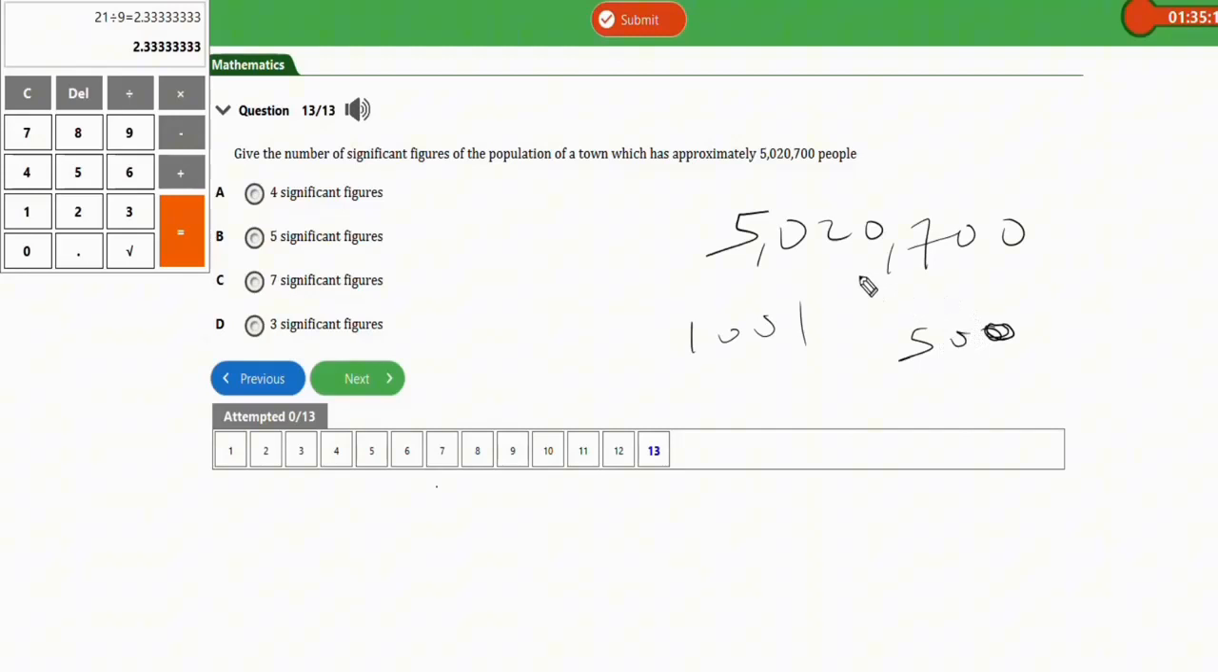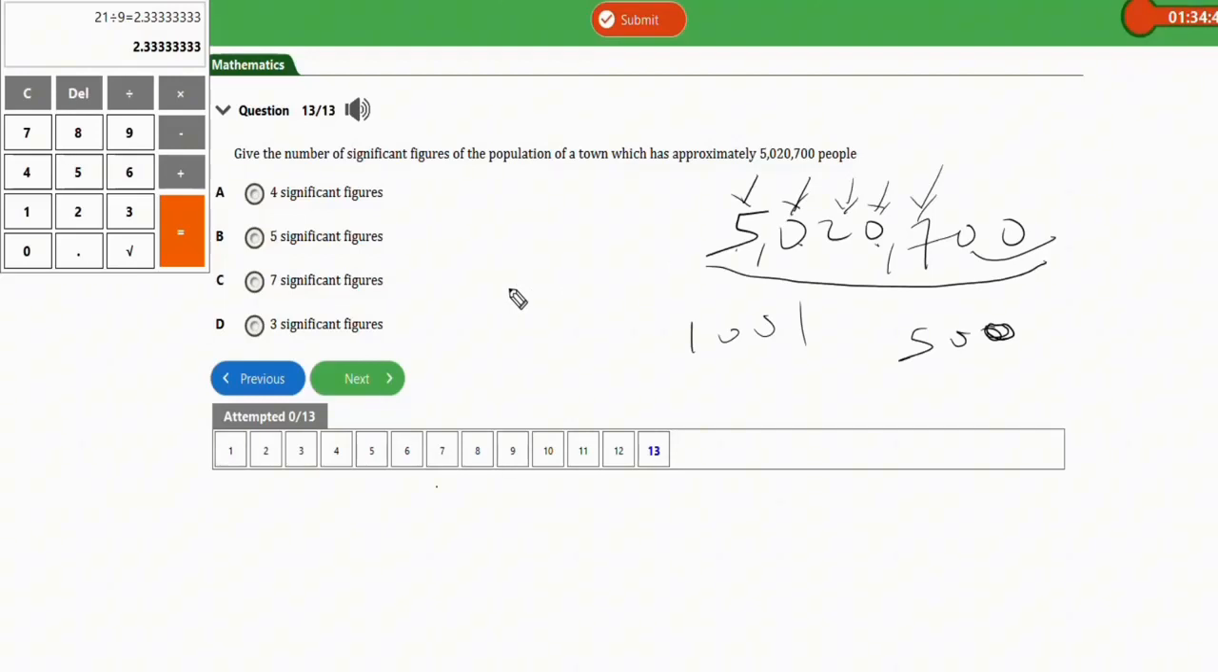The same thing is applicable to what we have here as a question. These two zeros are in between non-zero values 5 and 7. So basically, this is significant, this is significant, this is significant, this is significant, this is significant. These two last zeros are not significant, so they will not be counted. So how many significant figures do we have here? We have 1, 2, 3, 4, 5. So 5 significant figures. So the correct option in this question is option B and not option C.